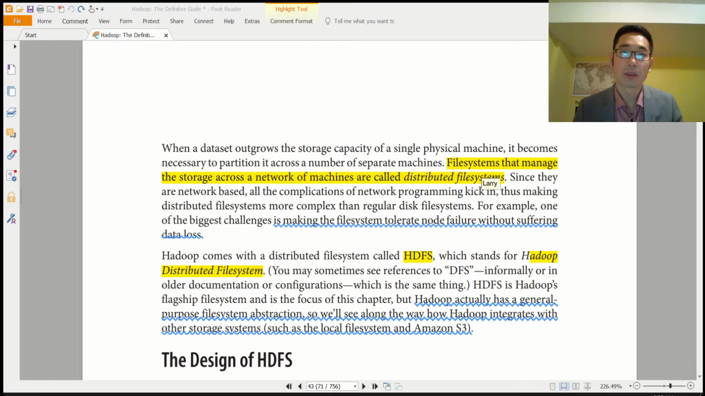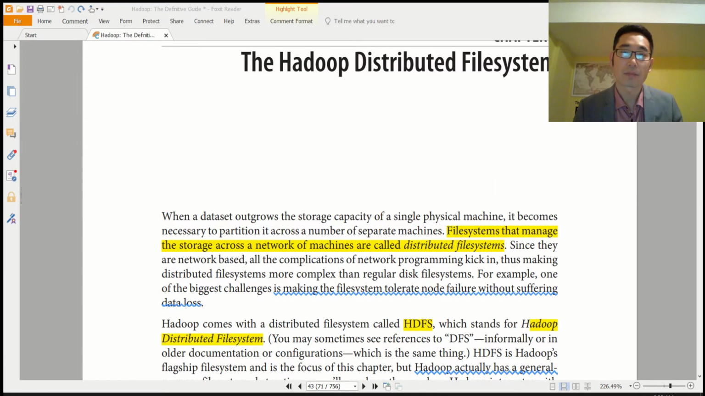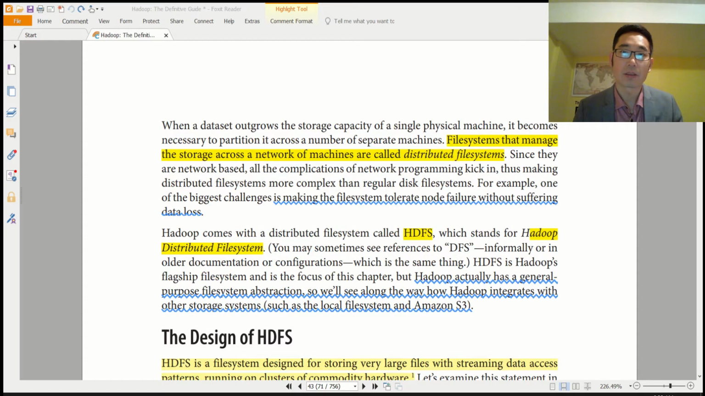First, HDFS is a kind of distributed file system. So what is a distributed file system? The textbook gives a definition: to manage the storage across a network. If I'm asked to explain it, that means your file will not be saved on one machine or in one location.